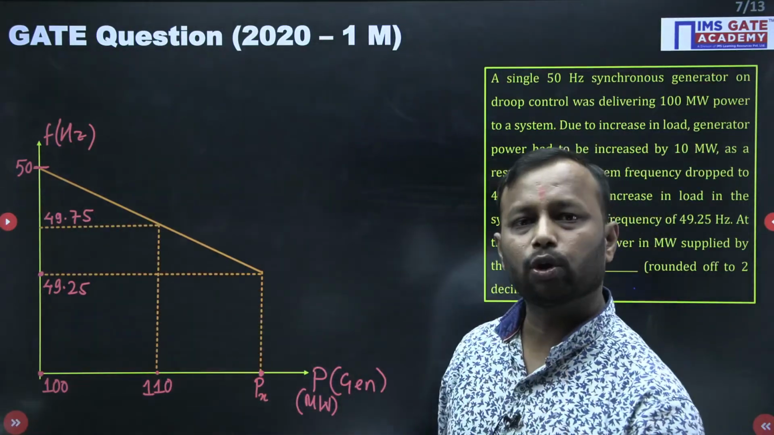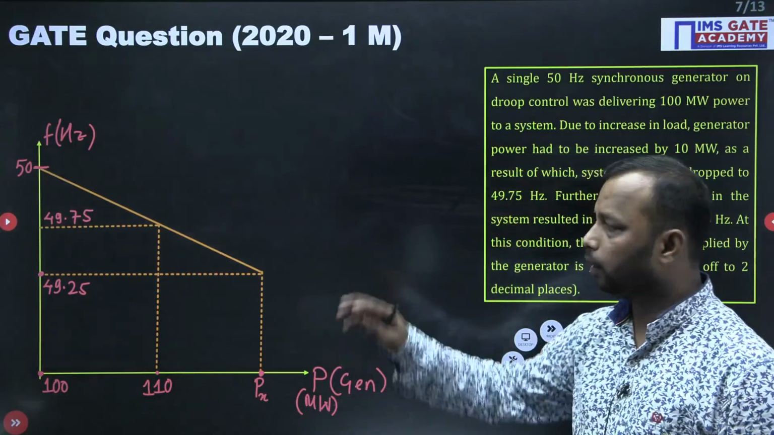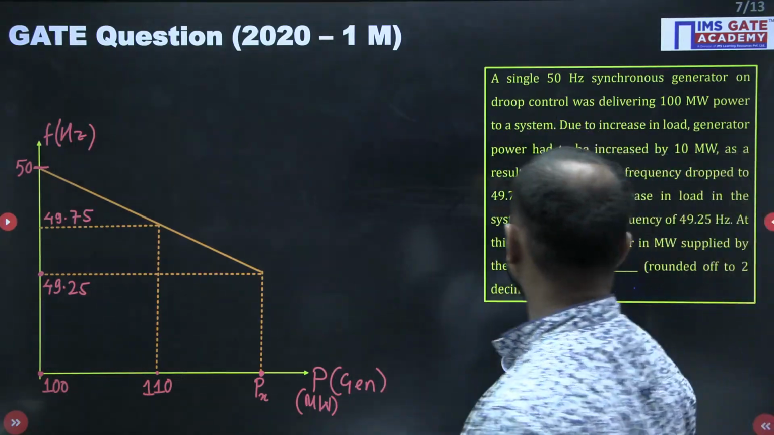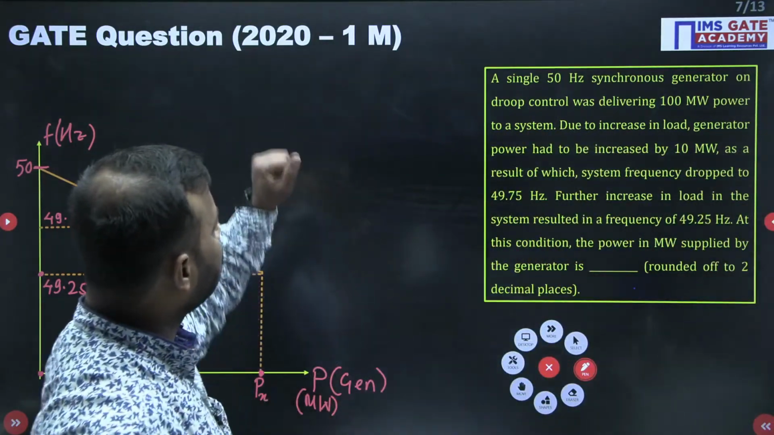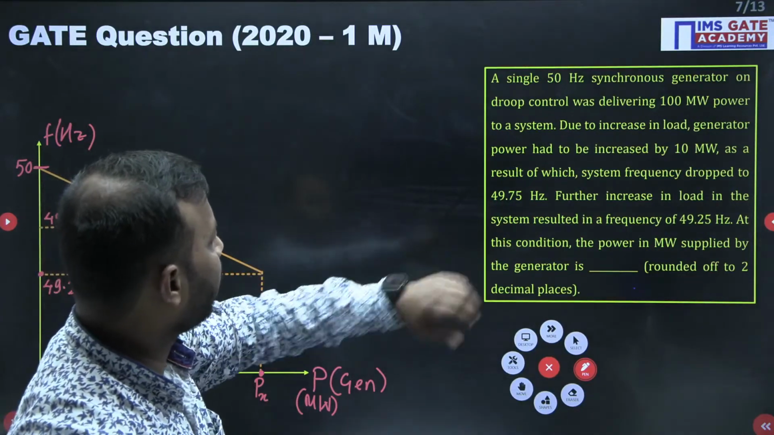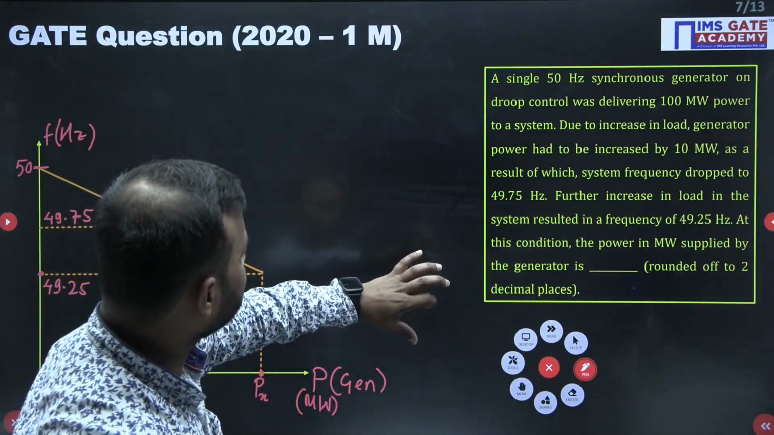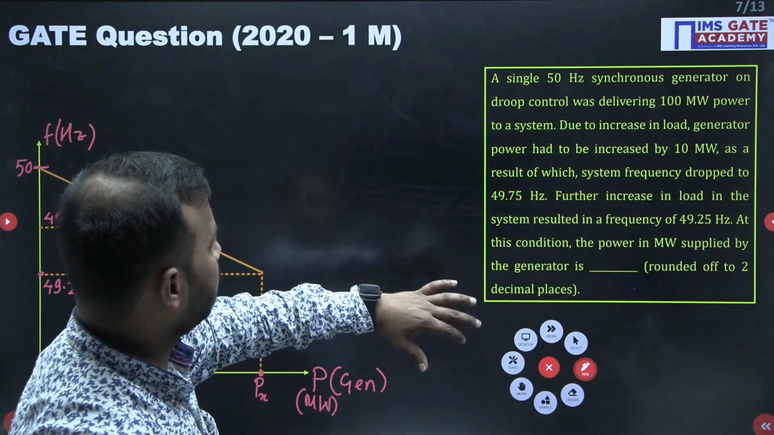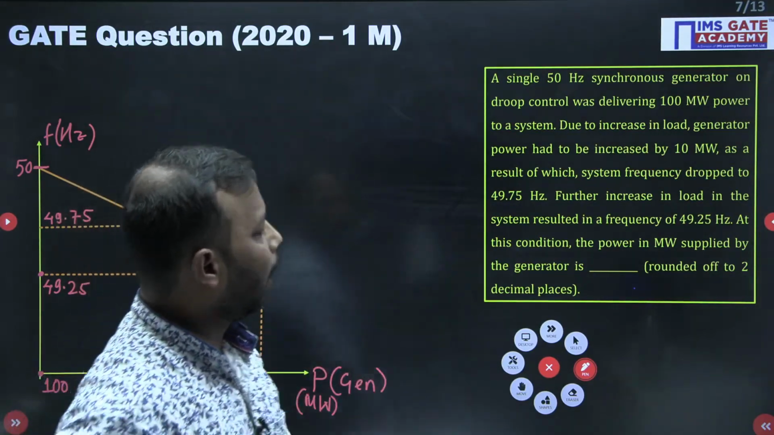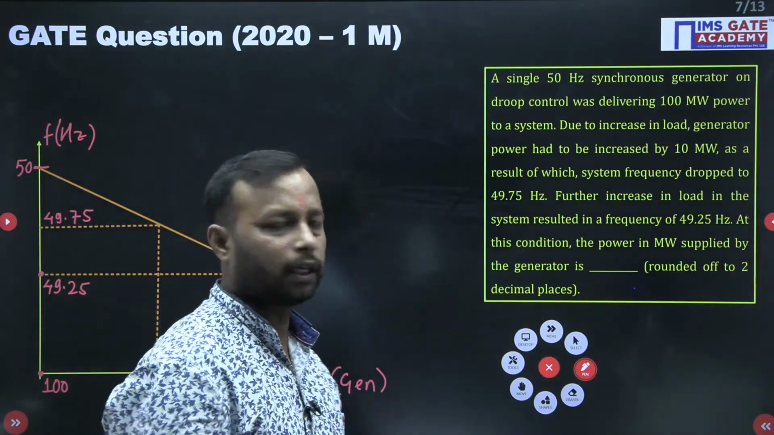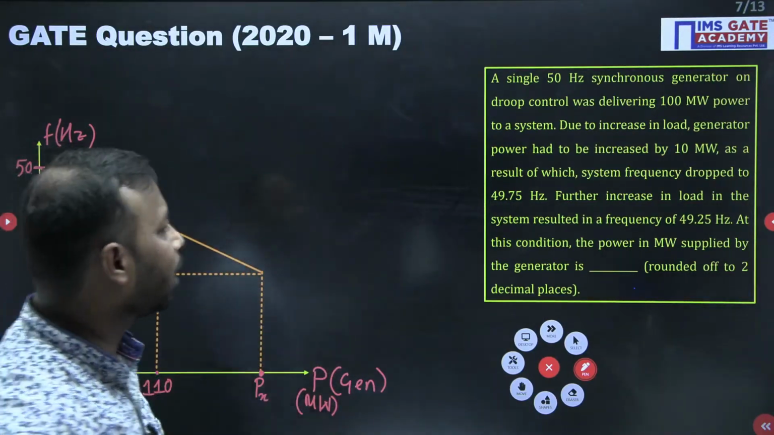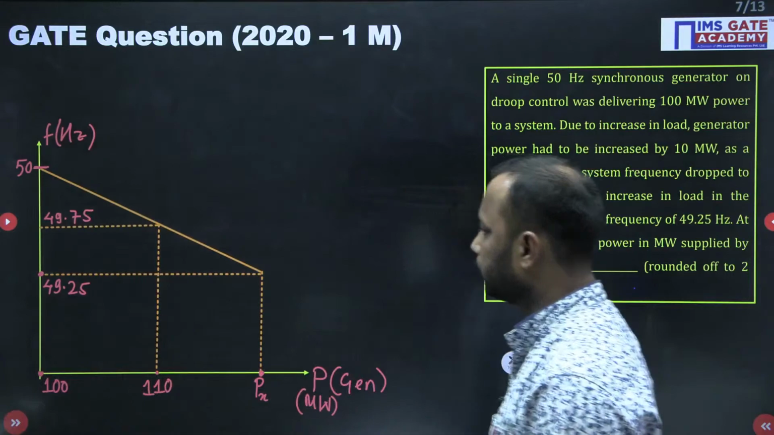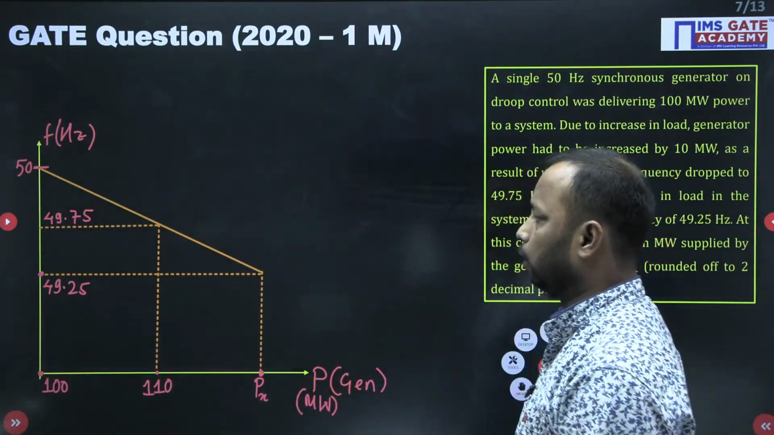Now, this question can be solved directly by looking into the GATE problem. I can say that for 0.25 change you have 10 megawatt, then for 0.75 you are going to have 30. 110 plus 30, 130 megawatt is the correct answer. Okay, I will tell you how it happened directly, but first understand this here. So I need to calculate this Px value. Now it is very simple.